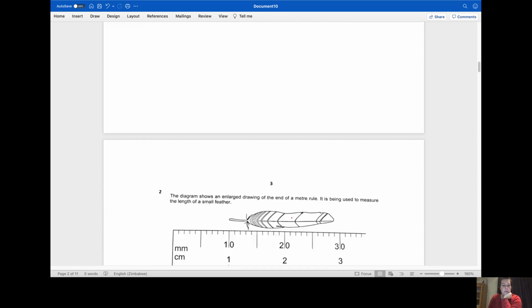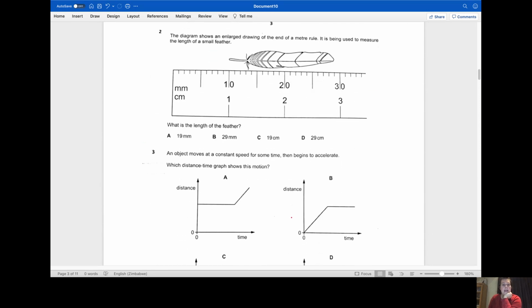Right, question 2. The diagram shows an enlarged drawing of the end of a meter rule. It's being used to measure the length of a small feather. First thing you need to notice, millimeters. We are on the millimeters side. So you cross out C and D. Those are centimeters. We're not on the centimeter side, we're on the millimeter side.